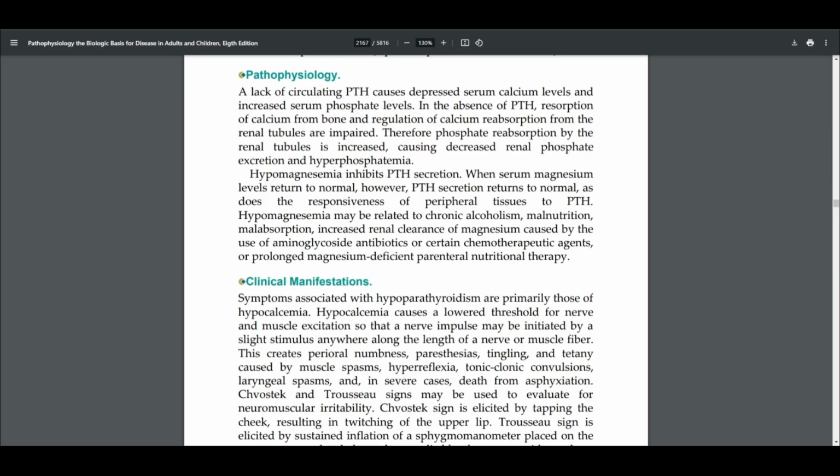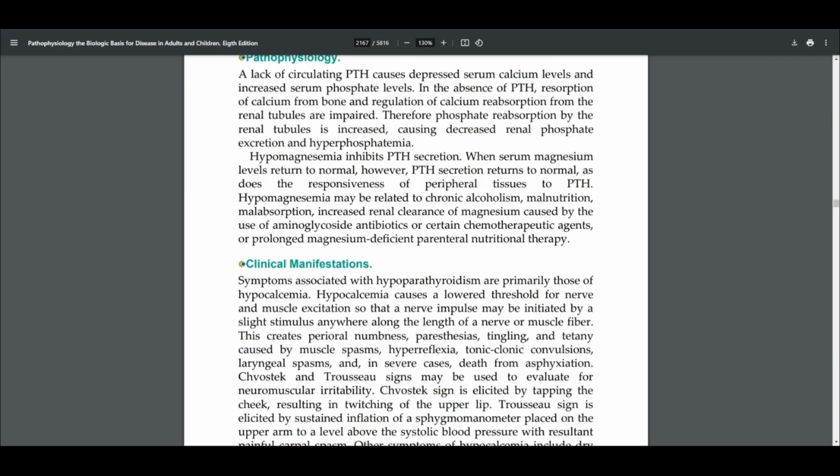Hypomagnesemia inhibits PTH secretion. With serum magnesium levels returning to normal, however, your PTH secretion returns to normal, as does the responsiveness of peripheral tissues to PTH. Hypomagnesemia may be related to chronic alcoholism, malnutrition, malabsorption, increased renal clearance of magnesium caused by the use of aminoglycoside antibiotics or certain chemotherapeutic agents, or prolonged magnesium-deficient parenteral nutritional therapy.